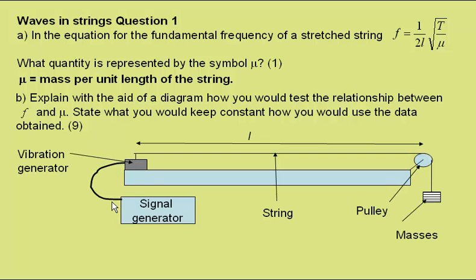Well, first the diagram. We need a length of string. This is our length L of string between the 2 supports. We can produce tension in the string by means of these masses, and we can make the end vibrate by means of the signal generator. And we can read from the signal generator the frequency of the vibration generator.